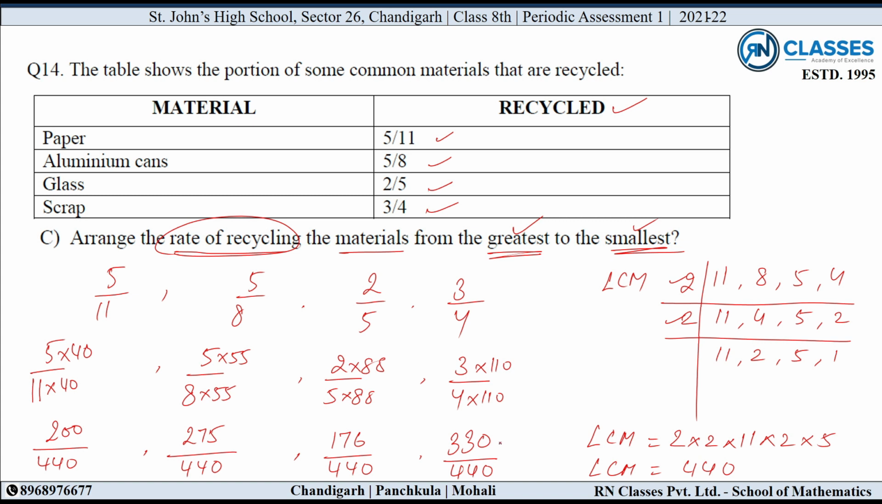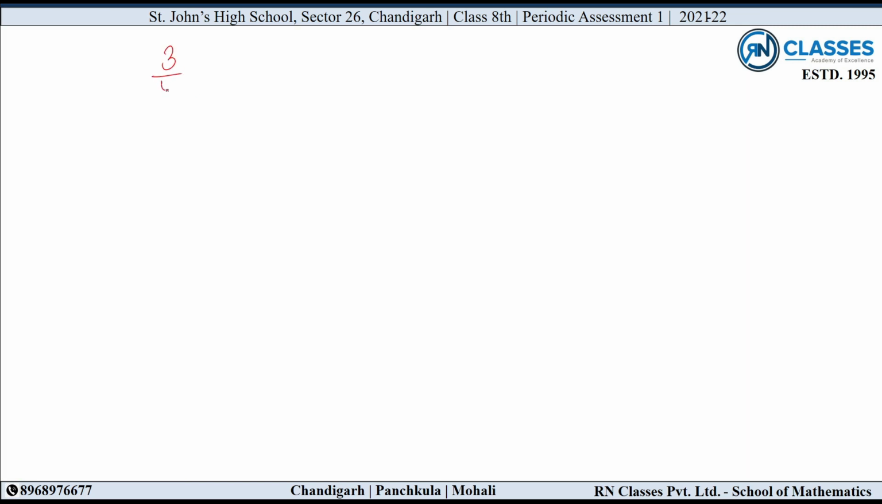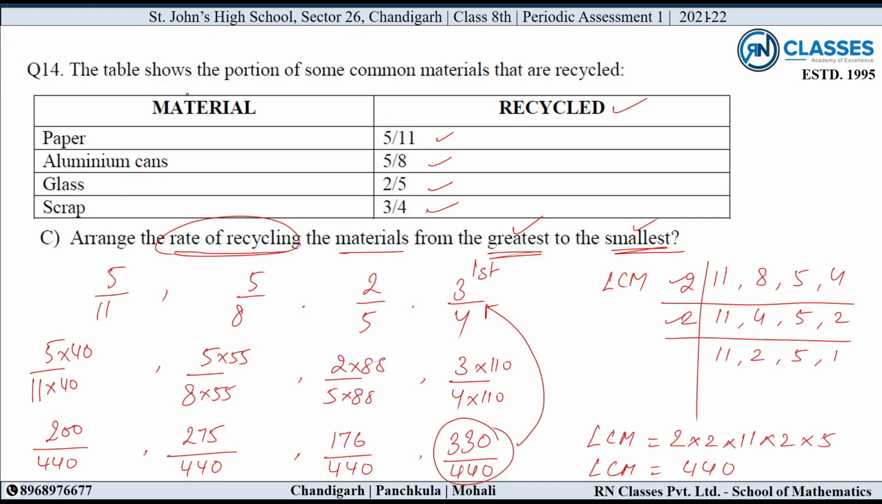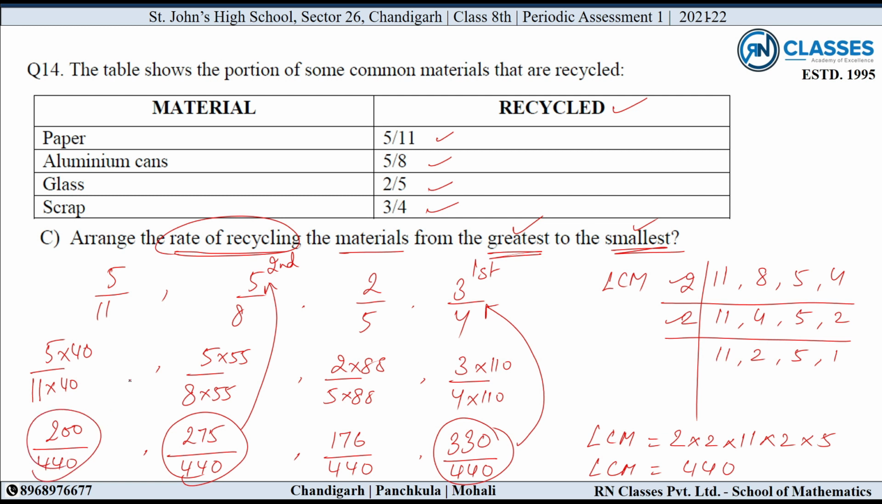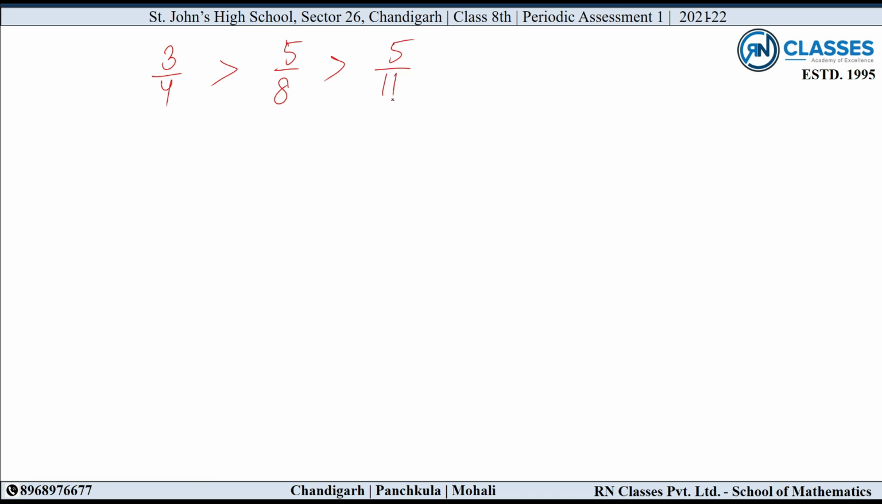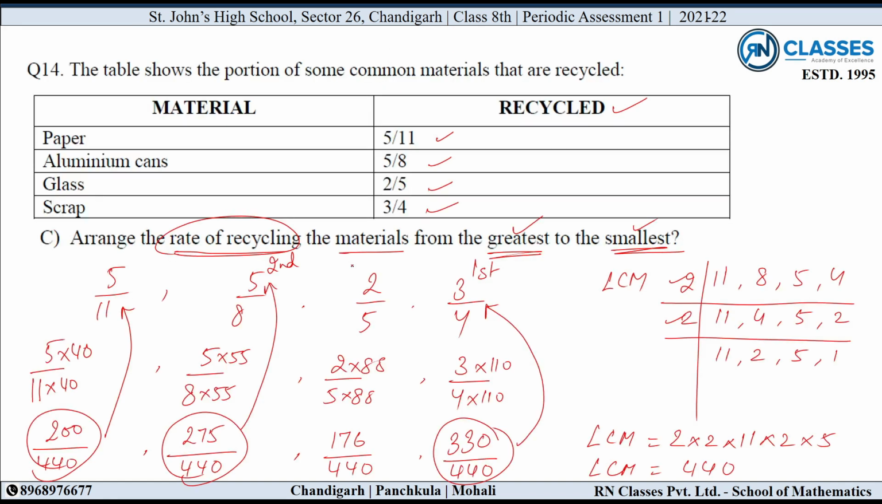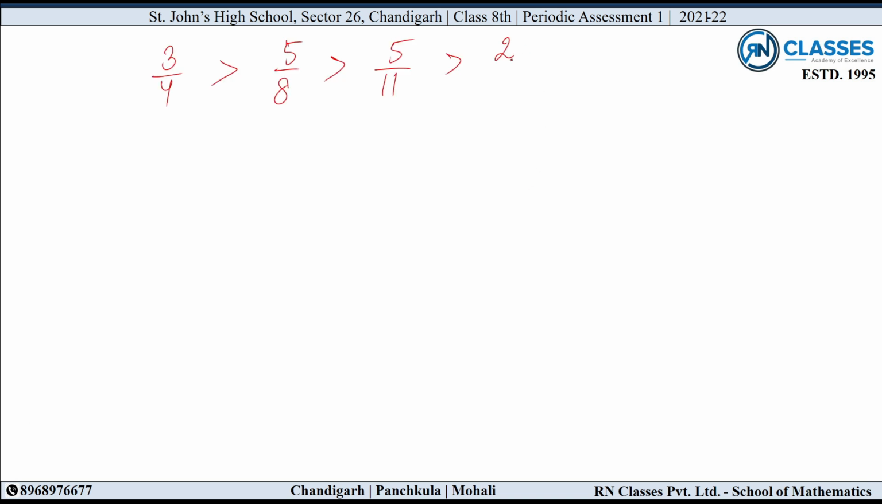Which one is greatest? 330 is greatest. So, this is the first number. Right? So, 3 by 4. This is the greatest. Now, second one, 275. This would be second. 5 by 8. Next one, 200 by 440 means 5 by 11. Next one would be 2 by 5. Now, just write it in the order.